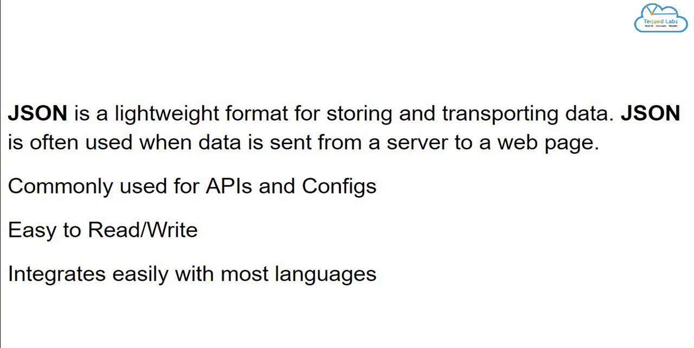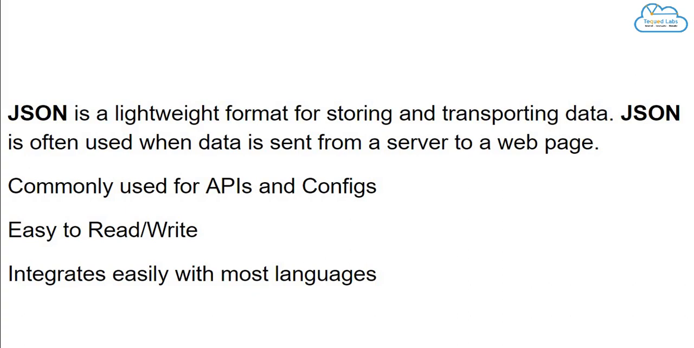So JSON is often used when data is sent from a server to a web page. So that's what I told you just now, that it can be sent from the client to the server as well as from the server to the web page, right? It is commonly used in APIs and configs. Now we'll discuss APIs at a later stage, right? So these are a few advantages of why it is used for APIs and configs.